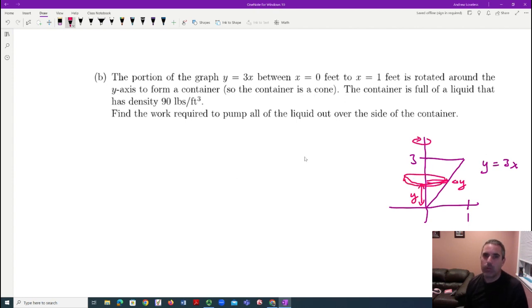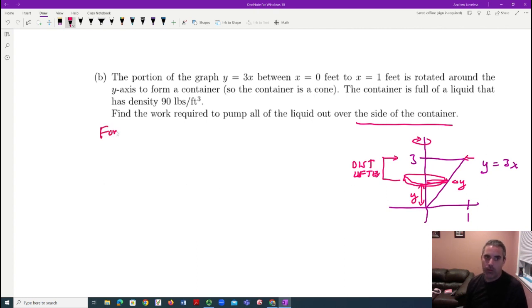Okay, so now the following question. If you pump this to the top of the container, which I think is what it says, over the side of the container. So that means to the top of the container. This is the over the side. Okay, so this is the distance a slice is lifted. And then we need to know how much it weighs.